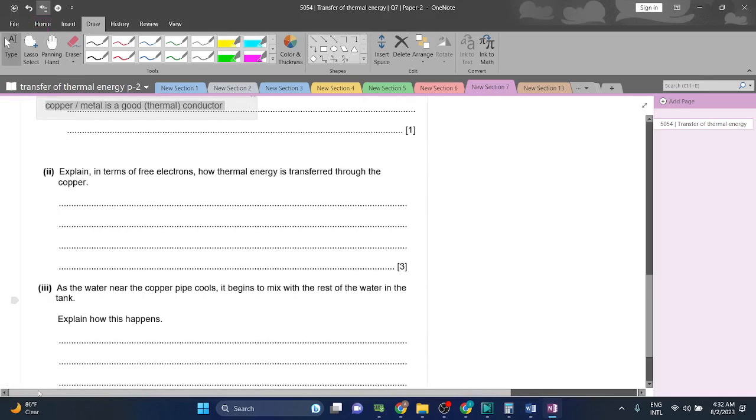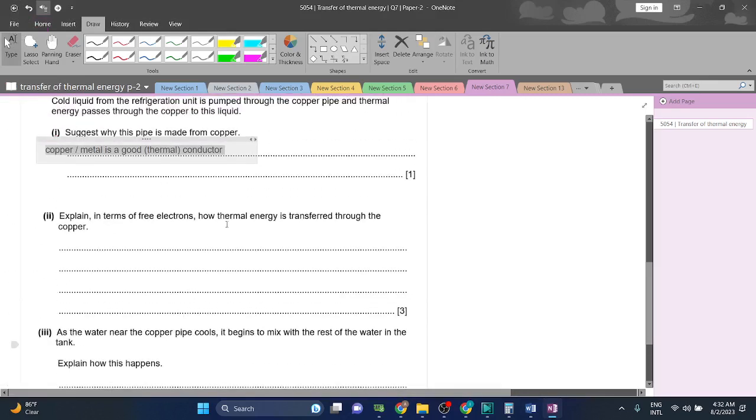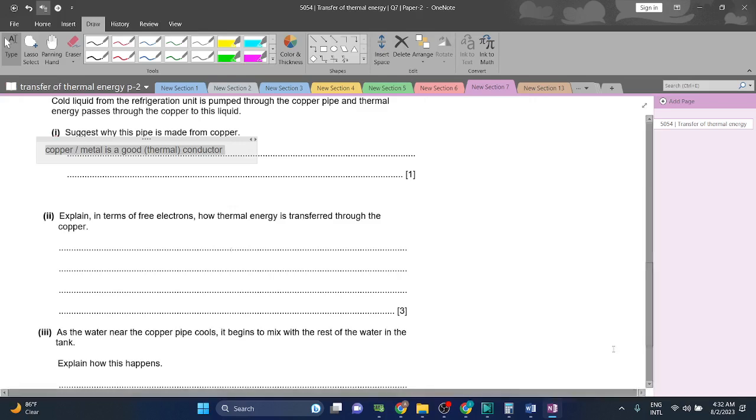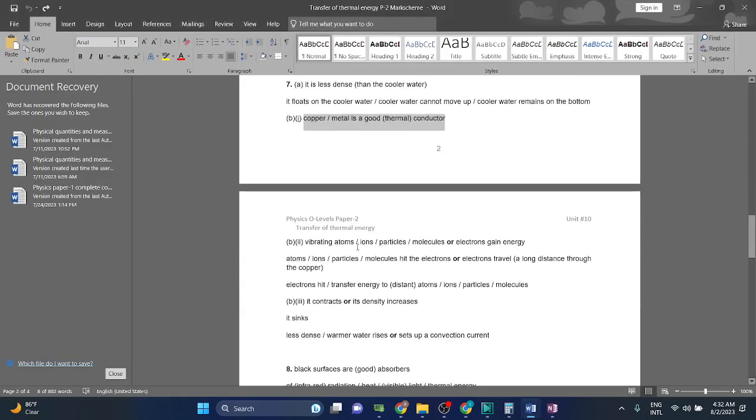Explain in terms of free electrons how thermal energy is transferred through copper. So thermal energy is transferred through copper. When the copper is heated, the electrons will gain energy, and when the electrons gain energy, they will start to move faster, and when they start to move faster, they will collide with other electrons or other particles, and that will heat them up.